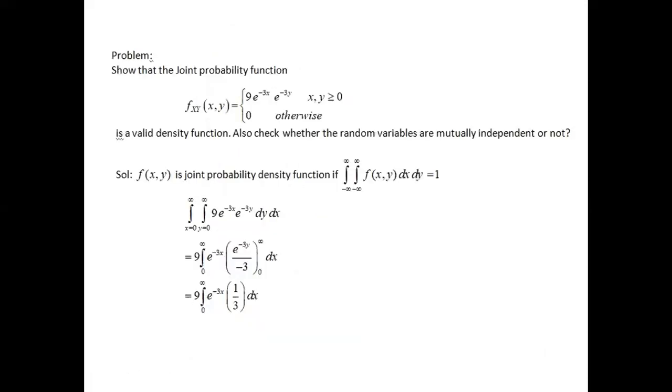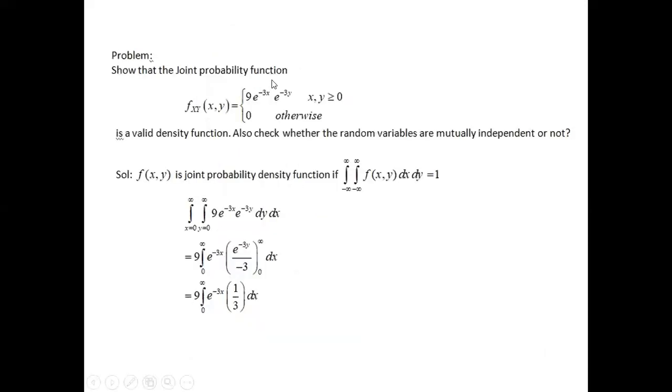Therefore, the random variables x and y are mutually independent if f of xy of x comma y equals fx of x into fy of y, then x comma y are said to be mutually independent. Now we'll check this with a problem.